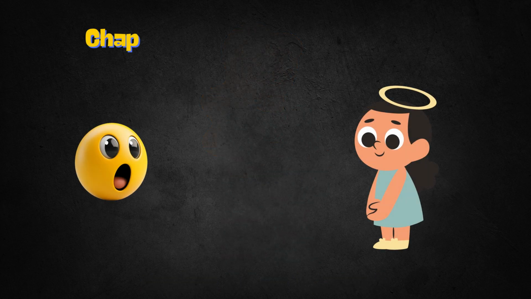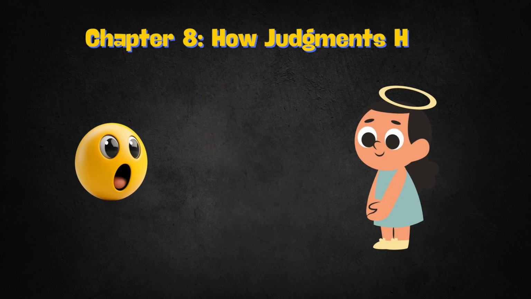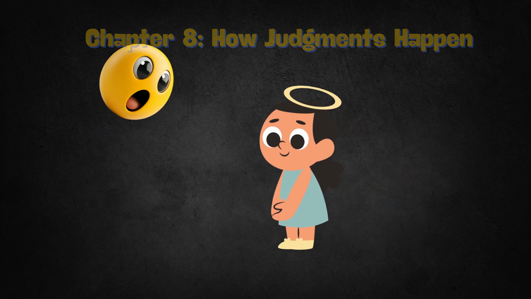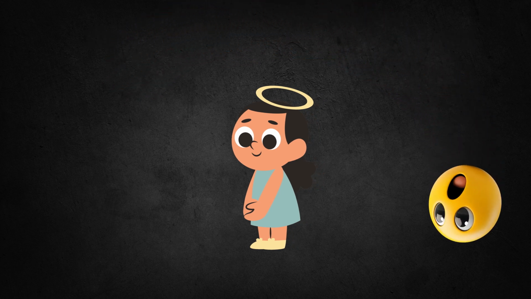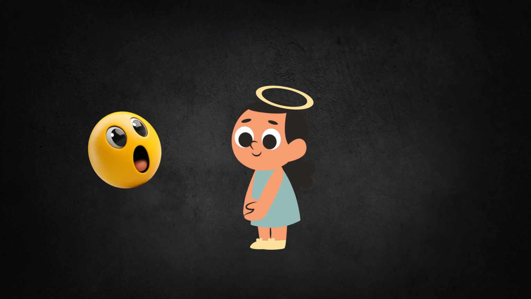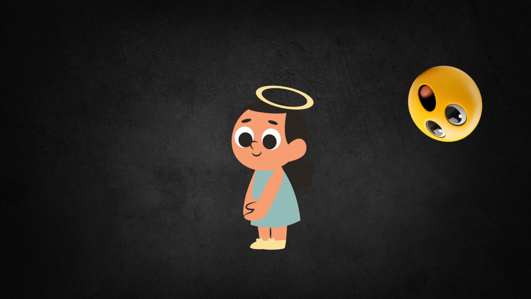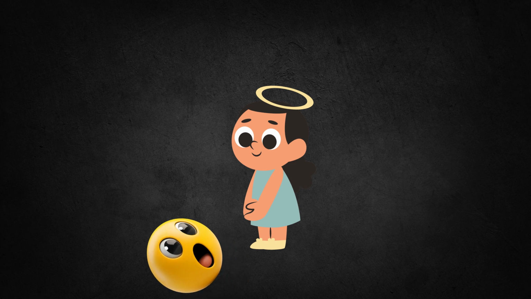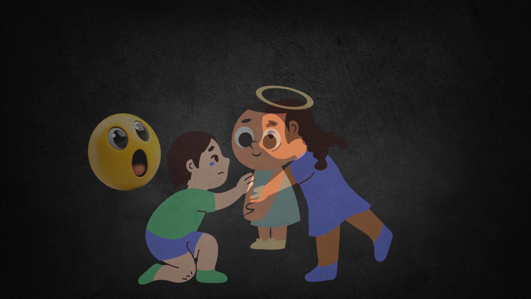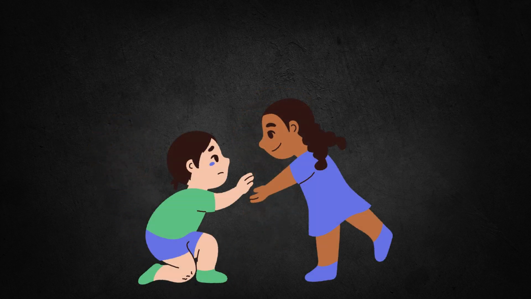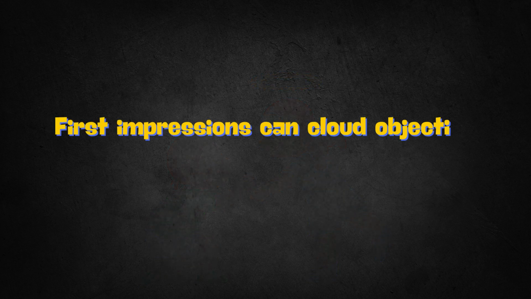Chapter 8. How Judgments Happen. Ever judge someone based on first impressions? That's System 1 at work. This chapter explains how we make quick judgments, often based on biases like the halo effect, where one positive trait influences our entire opinion. Example: you meet someone who's kind to you and assume they must be a good person in general. That's the halo effect. Kahneman warns how these first impressions can cloud objective judgment.